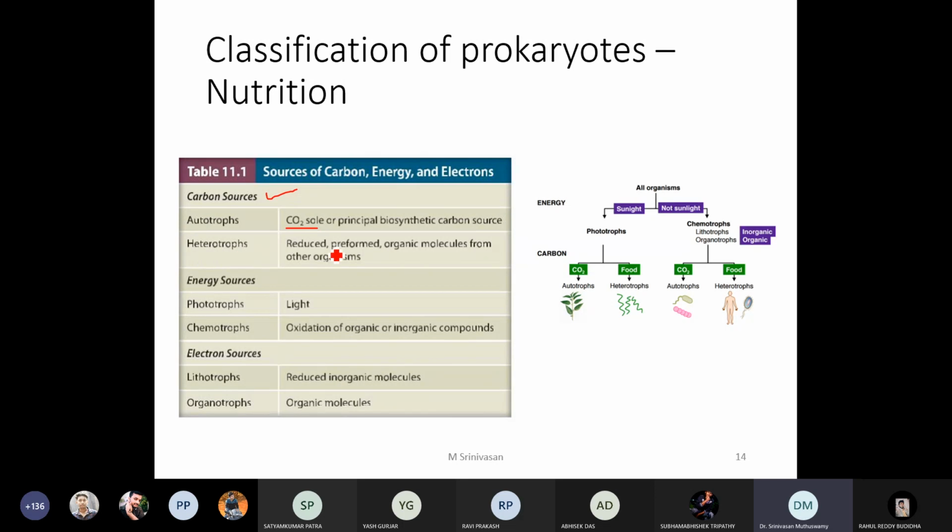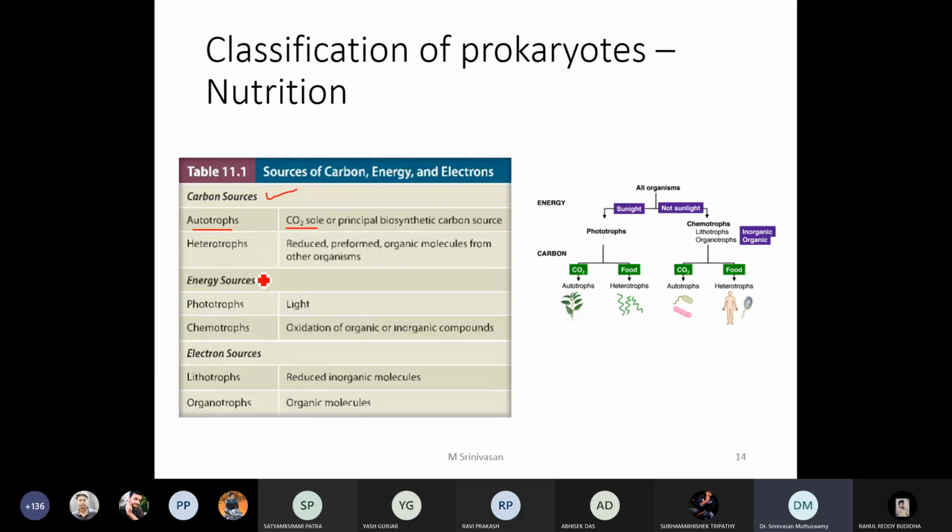In case of heterotrophs, they rely on organic carbon instead of CO2. Where is organic carbon available? It is available in the autotrophs, because autotrophs fix the atmospheric CO2 and convert it into organic carbon. So heterotrophs rely on the autotrophs for carbon. So these are organic carbons that are fixed from atmospheric CO2.